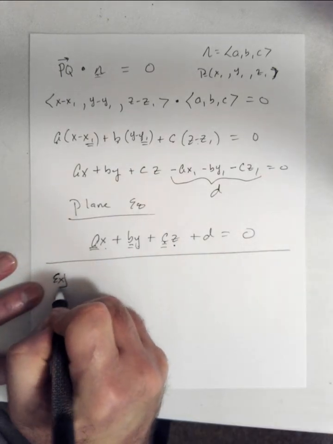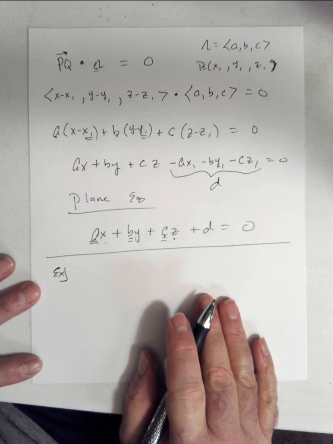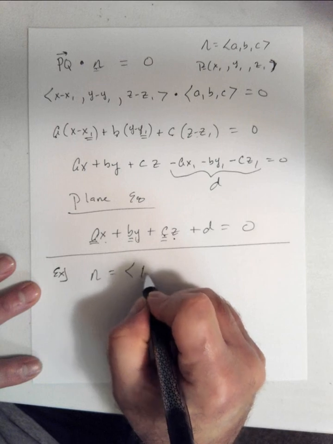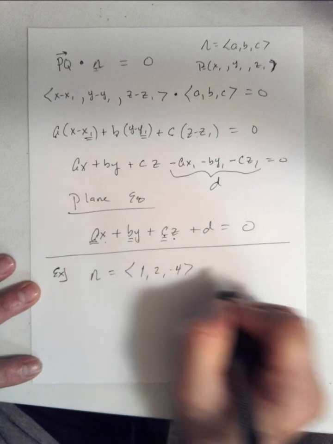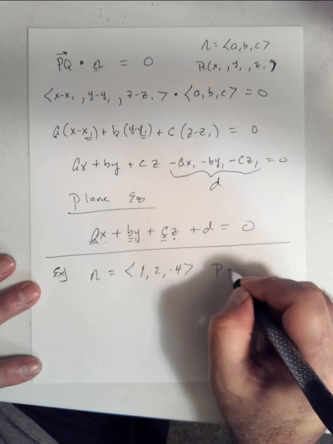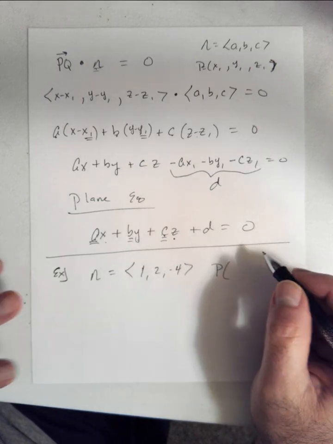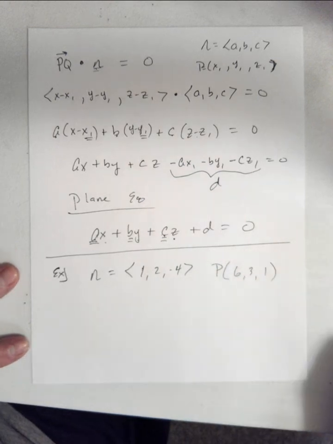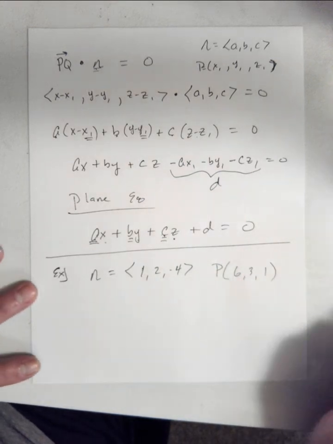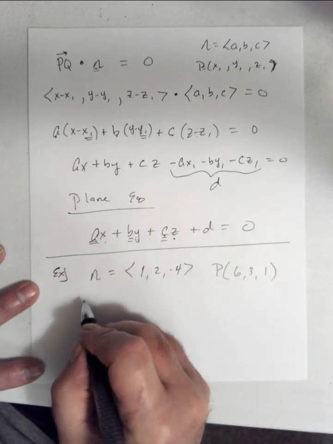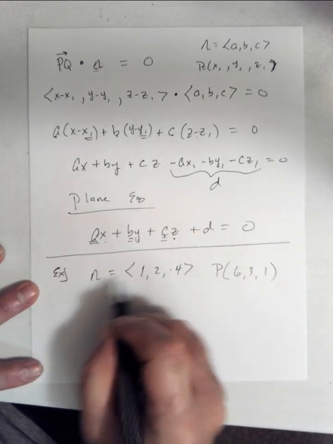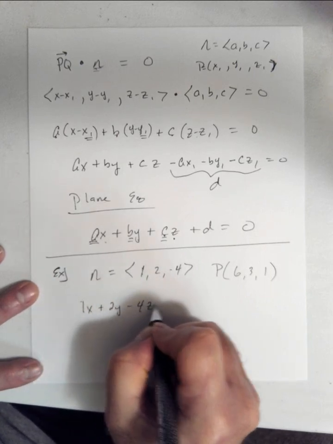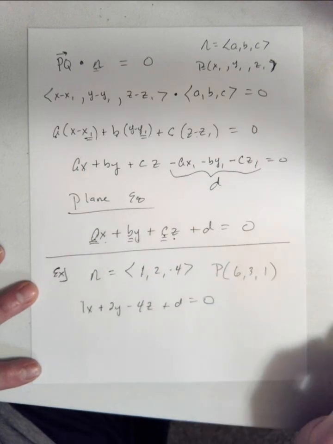So, if I give you the normal vector, let's say my normal vector is 1, 2, negative 4. And point P is, whatever, 6, 3, 1. You can write the plane equation because you already know this much. You know that that's A, right? So you have 1x plus 2y minus 4z plus d is equal to 0.